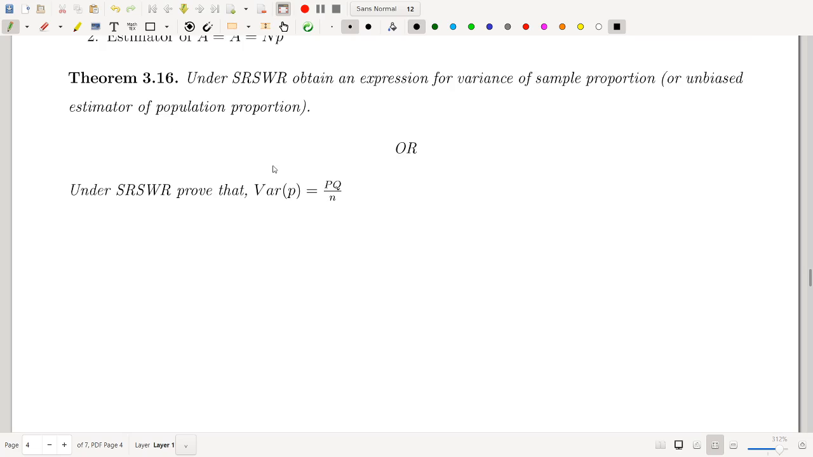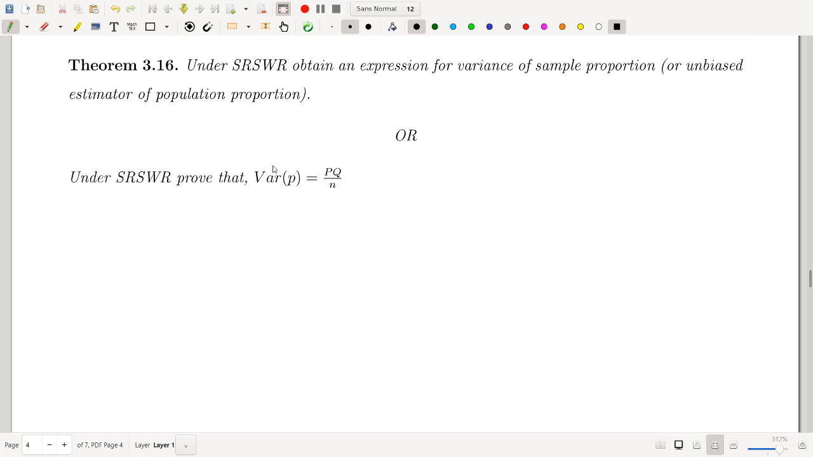Now move to the next theorem. The next theorem is: under SRSWR, obtain an expression for the variance of the sample proportion. That is, in WR we want to find the variance of the sample proportion.